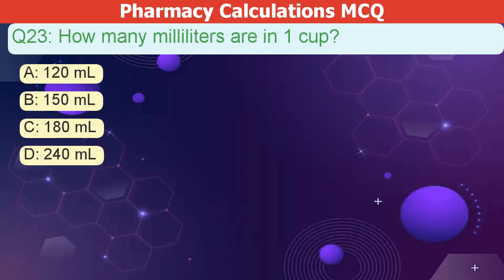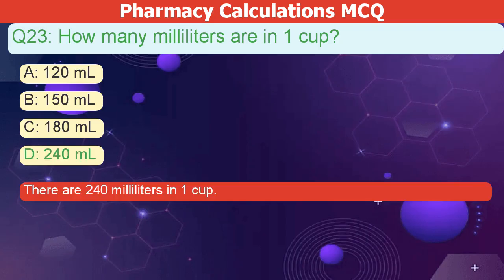How many milliliters are in 1 cup? A. 120 milliliters. B. 150 milliliters. C. 180 milliliters. D. 240 milliliters. The correct answer is D. There are 240 milliliters in 1 cup.